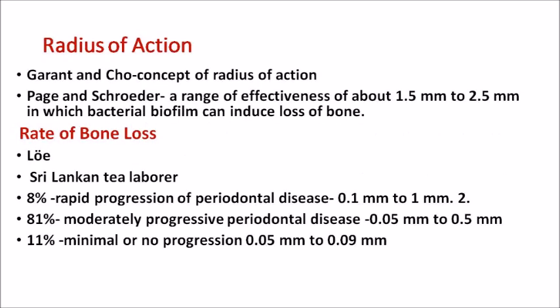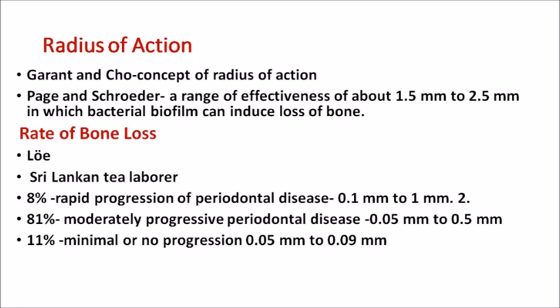Coming to another concept, the radius of action. Garant and Cho were the authors who gave the concept of radius of action. Radius of action means when a bacteria releases some endotoxins, there is a distance or a radius around which this endotoxin can induce bone loss. Page and Schroeder were the people who gave a value for this radius of action. They said there is a range of effectiveness of about 1.5 to 2.5 millimeters around a bacterial biofilm which can induce bone loss.